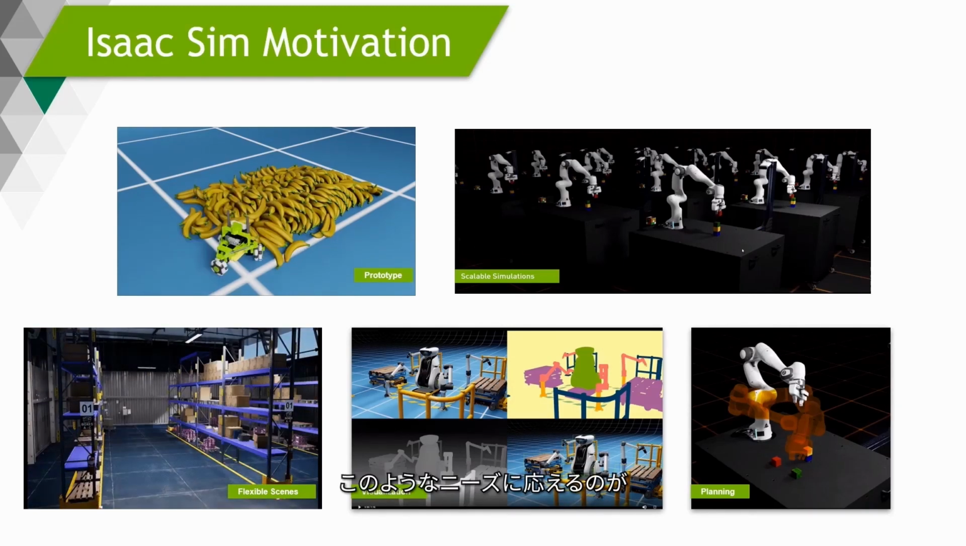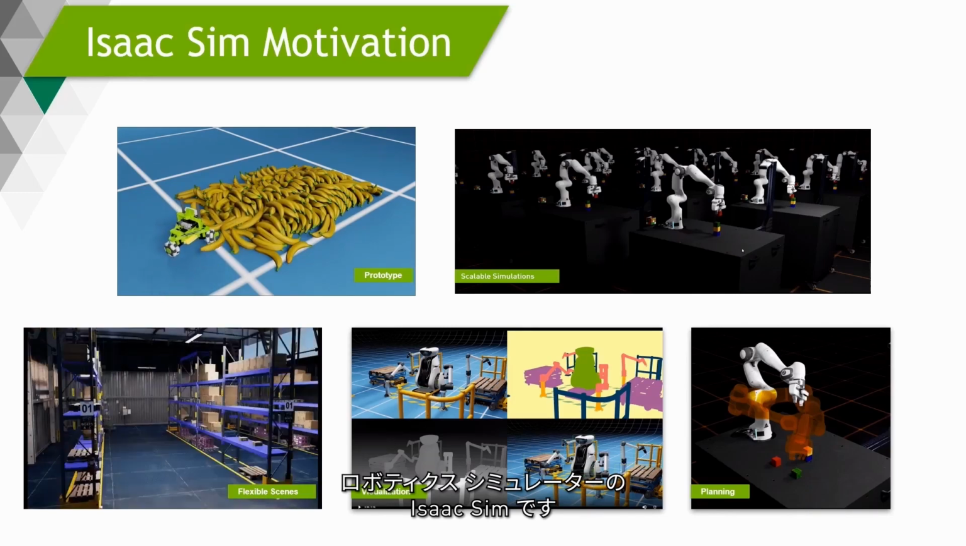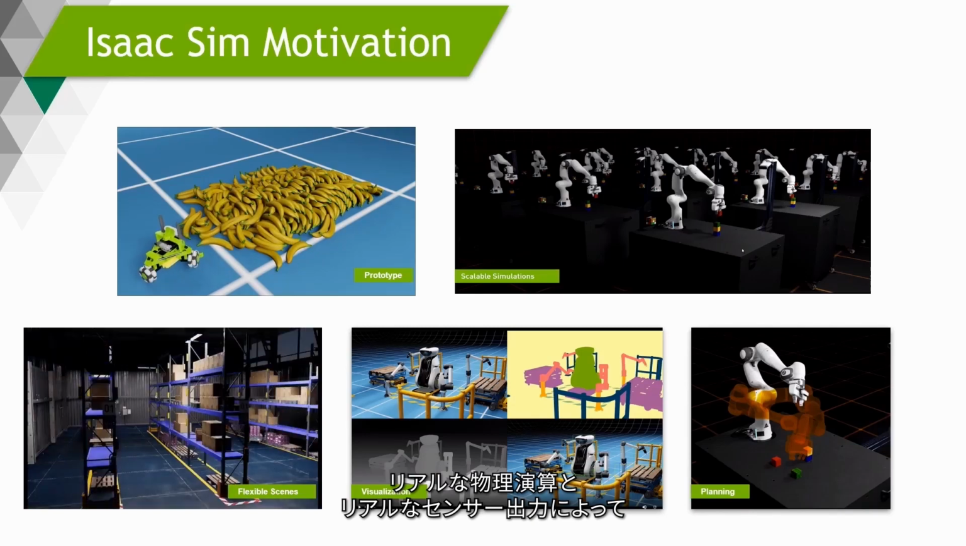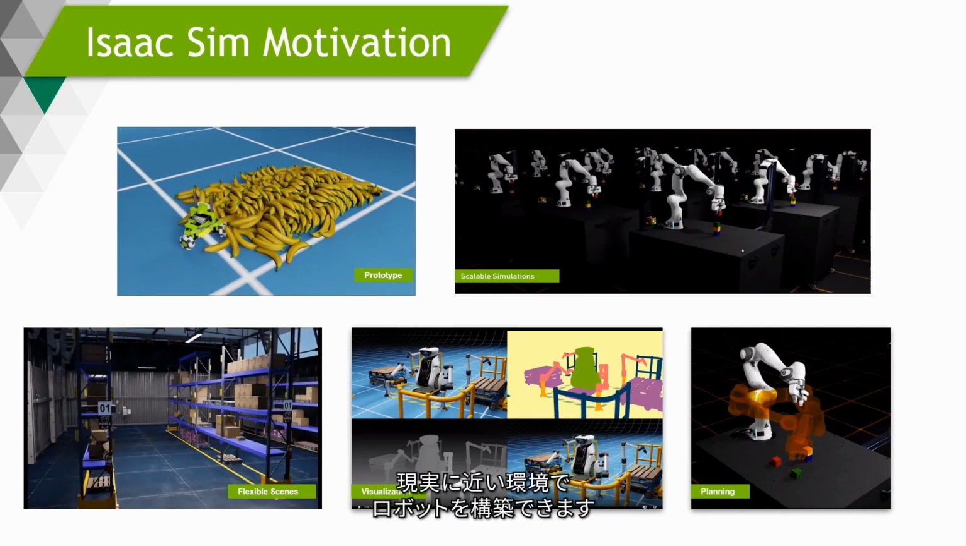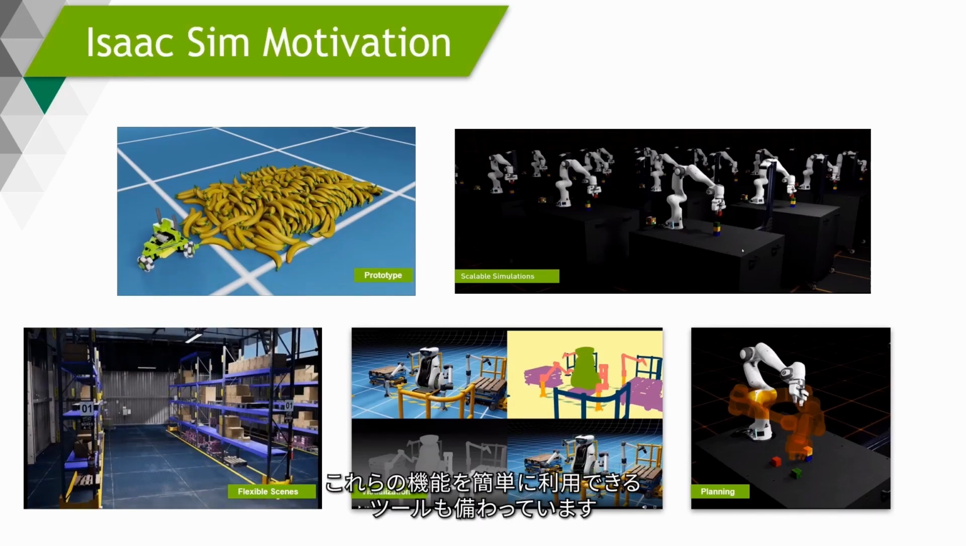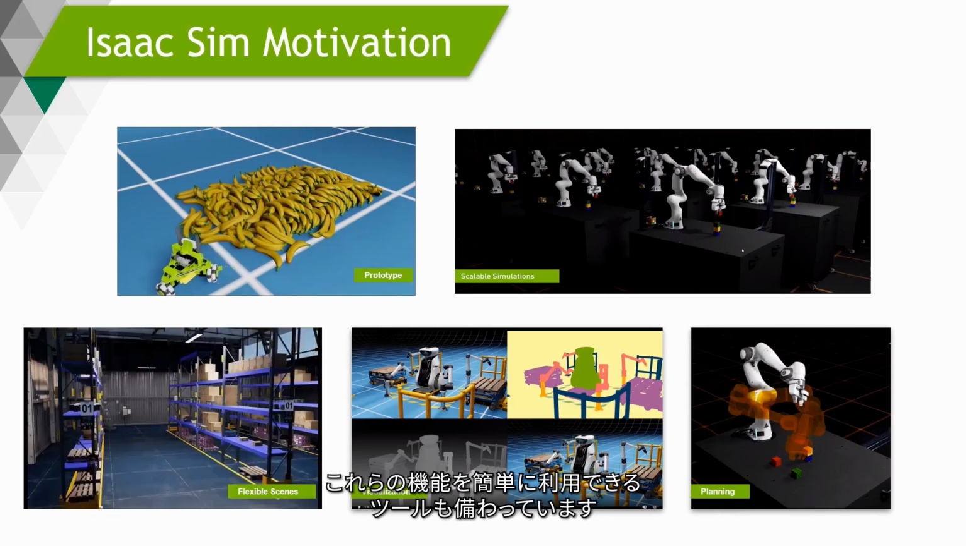Isaac Sim is NVIDIA's answer to this need. We set out to build a robotic simulator that lets you build robots in environments as close to the real ones as possible by having realistic physics and realistic sensor outputs, as well as having the additional tools that make these desired features easy to access.